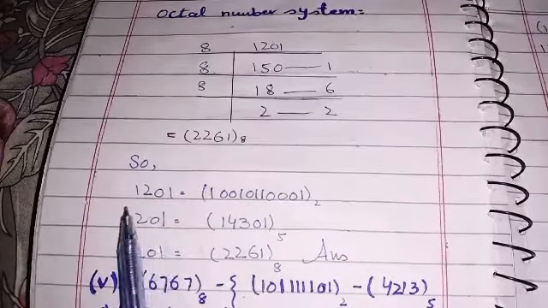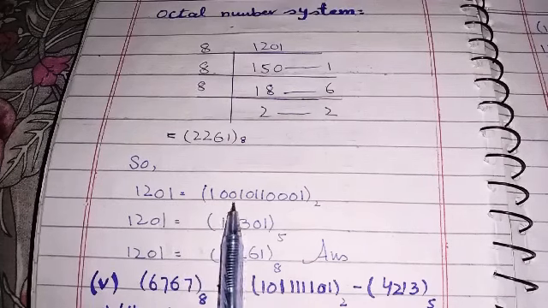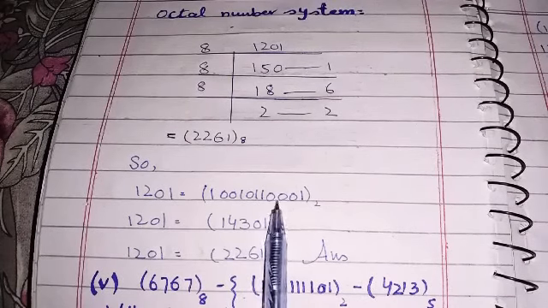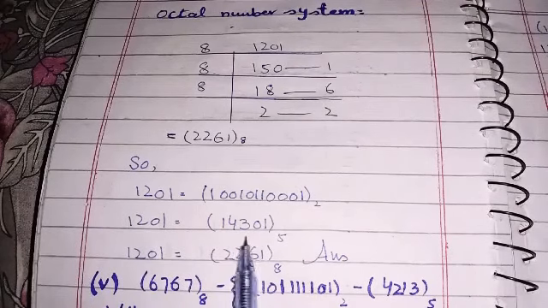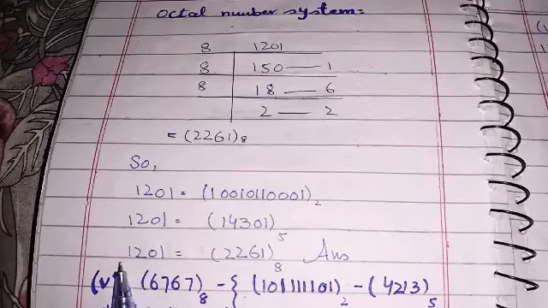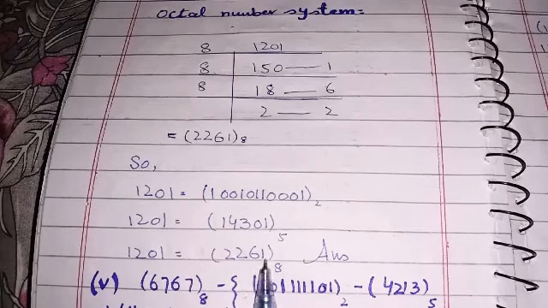So 1201 is equal to 10010110001 with base 2. 1201 is equal to 14301 with base 5. And 1201 is equal to 2261 with base 8.